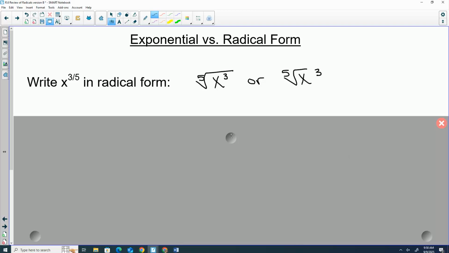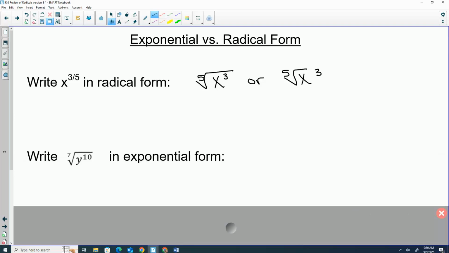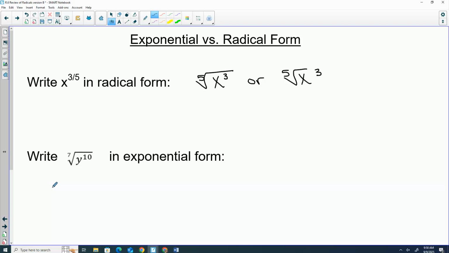If I asked you to go the other way, so if I said the 7th root of y to the 10th, exponential form just means with an exponent, so that would be what? Y to the 10/7. So we have to be able to go back and forth. Both notations have their benefits.